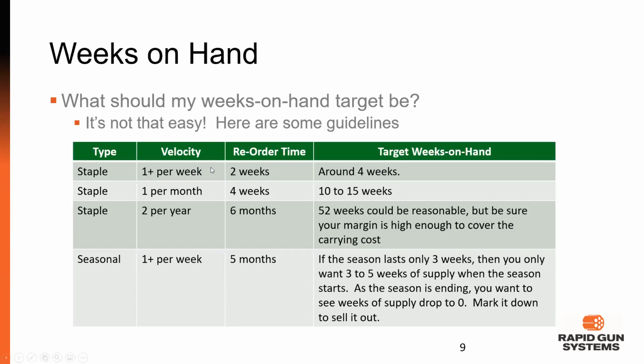Well, if the item has these characteristics, I'd say that you'd want to be looking at a target of 4 weeks on hand is all that you really want to have. If you start slipping in much higher than 4 weeks, you're carrying more inventory than you really need to carry.